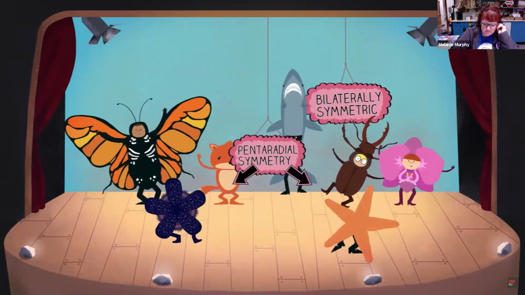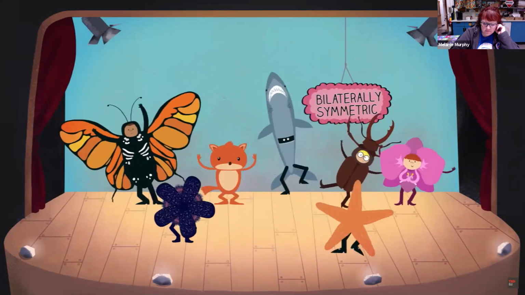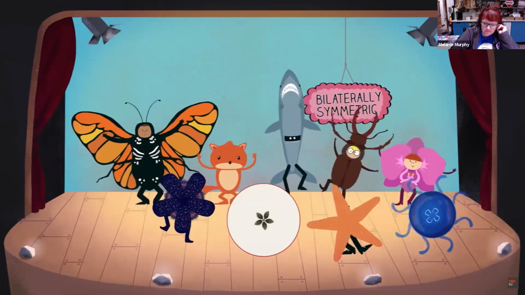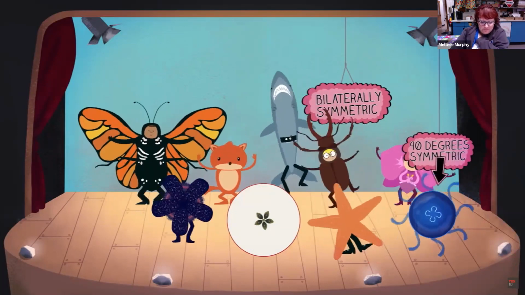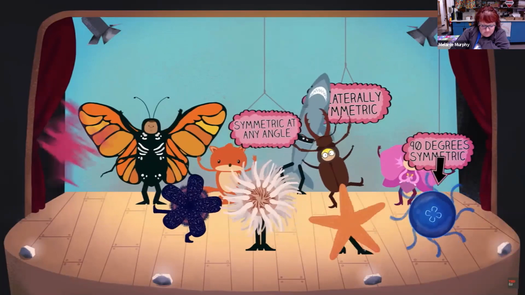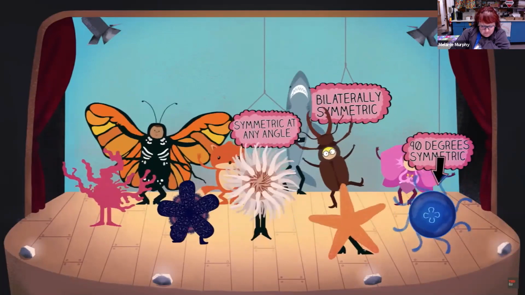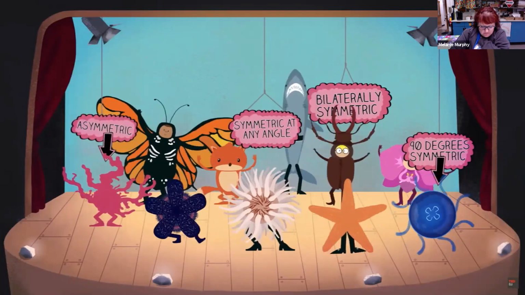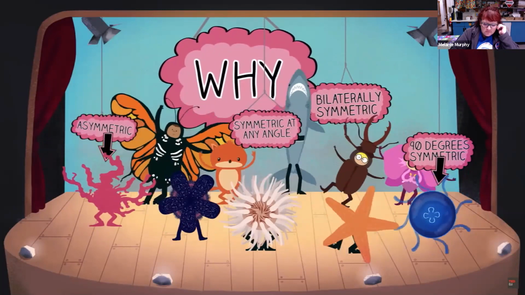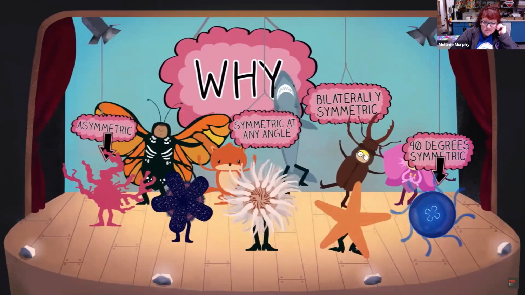This symmetry also appears in plants, as you can see for yourself by slicing through an apple horizontally. Some jellyfish are symmetric with respect to rotations of 90 degrees, while sea anemones are symmetric when you rotate them at any angle. Some corals, on the other hand, have no symmetry at all. They are completely asymmetric. But why do organisms exhibit these different symmetries? Does body symmetry tell us anything about an animal's lifestyle?